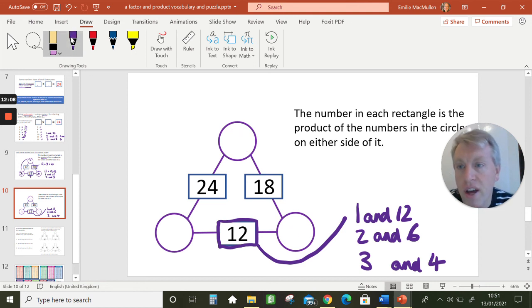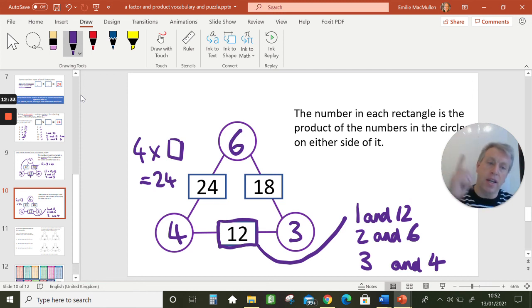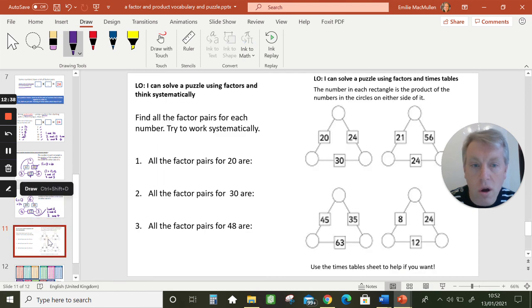How about I try it the other way around? Oops. 4 there and 3 there. 4 times 3 is 12. 4 times what makes 24? 4 times something makes 24. Oh, 4 times 6. 6 times 3 is 18. Phew!